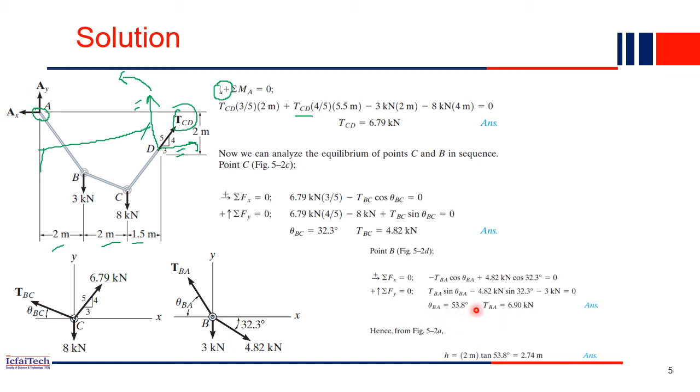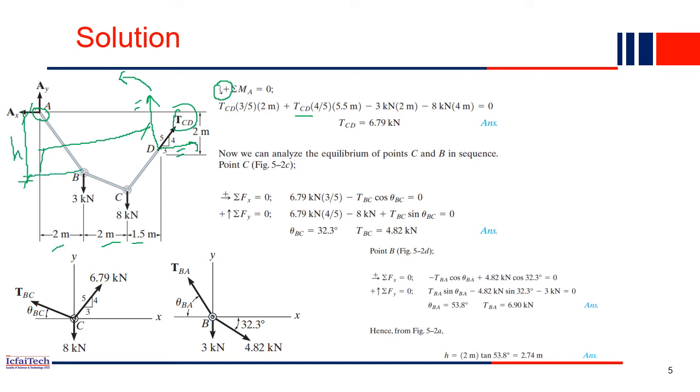Now we have computed all the member forces, and our next job is to compute the height H, which is also unknown. How do we compute H? H means the height from A to B. We know the angle of BA: just now we computed it as 53.8 degrees. So let's do it quickly here. This height is what we have to compute, that is H.